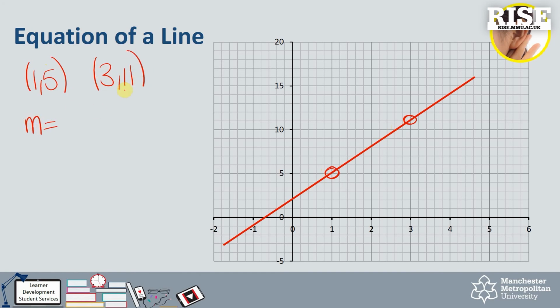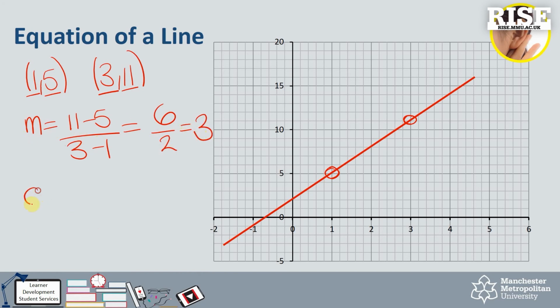The gradient then would equal the change in y. This time I'm going to do 11 take away the 5. Because I've done it that way round, I have to do 3 take away the 1 on the bottom. 11 take away 5 is 6, 3 take away 1 is 2, and 6 divided by 2 is 3. So I know that my gradient is 3.